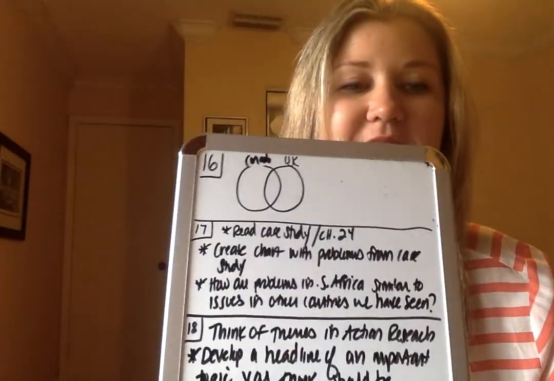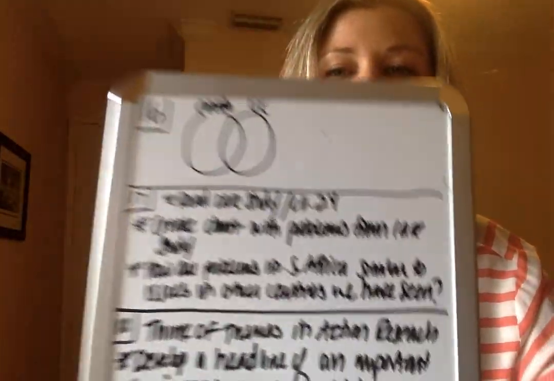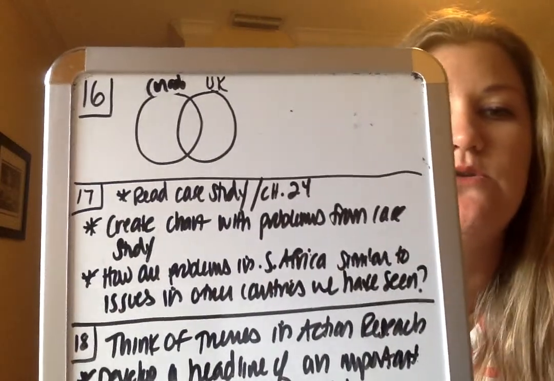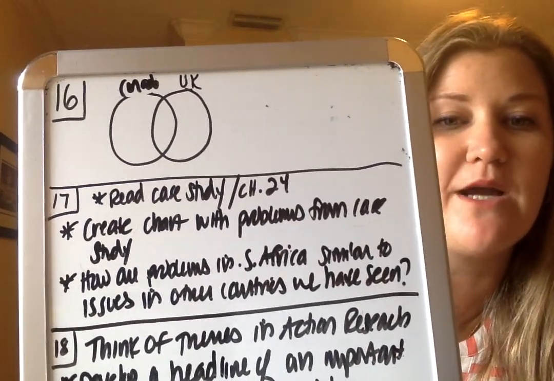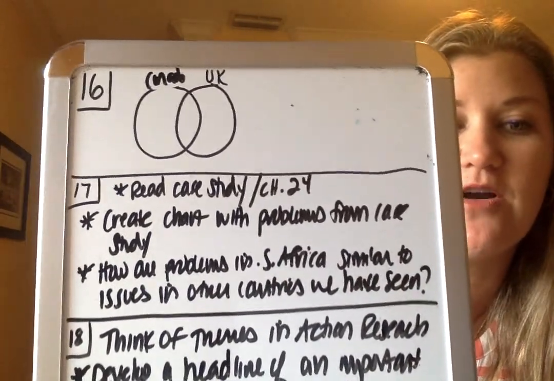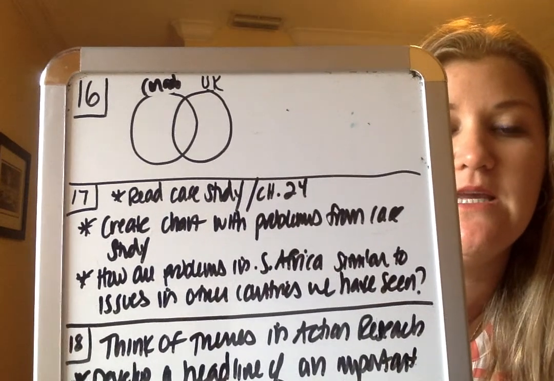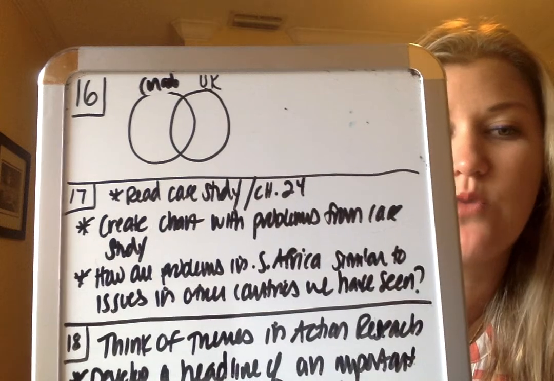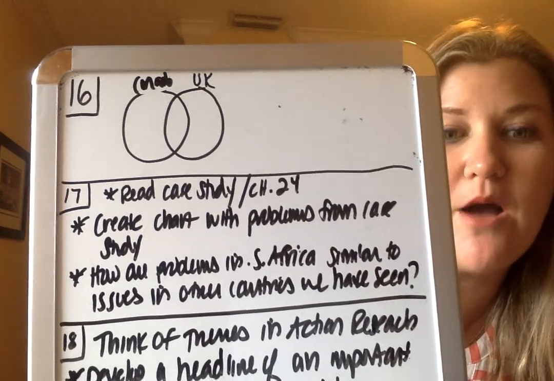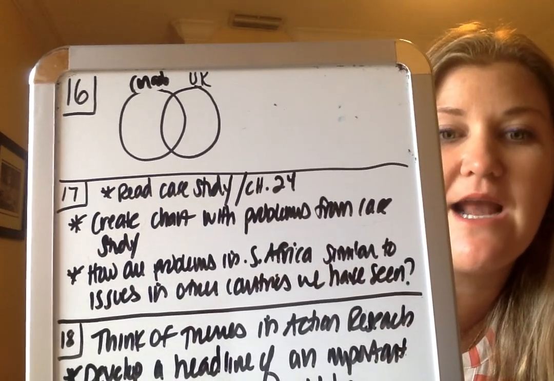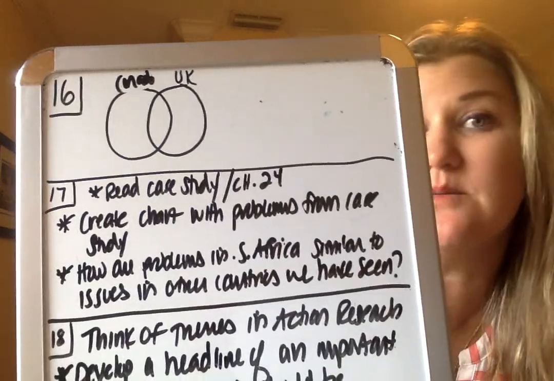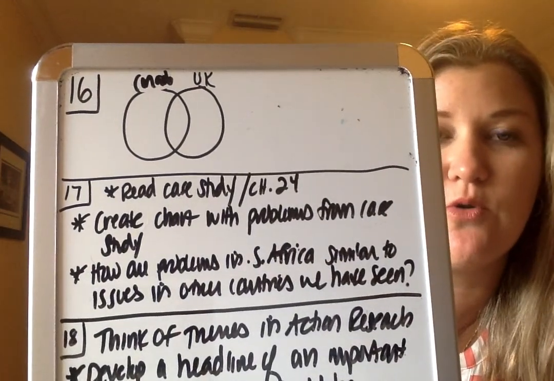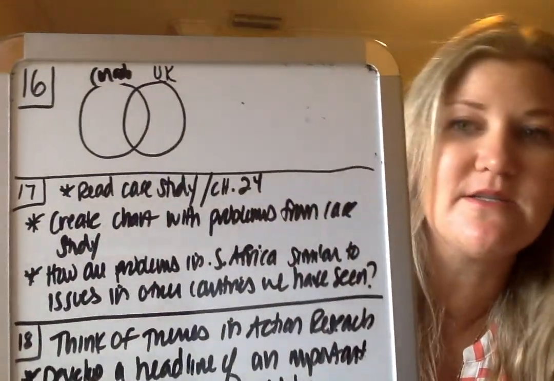All right, for assignment 17, the purpose of this assignment is to identify and describe different practices in family literacy in South Africa. So you're going to read the case study, Mola Siwa's case study in chapter 24. Identify the problems within the case study and how are these problems in South Africa similar to the issues that we've explored in other countries thus far in this class.